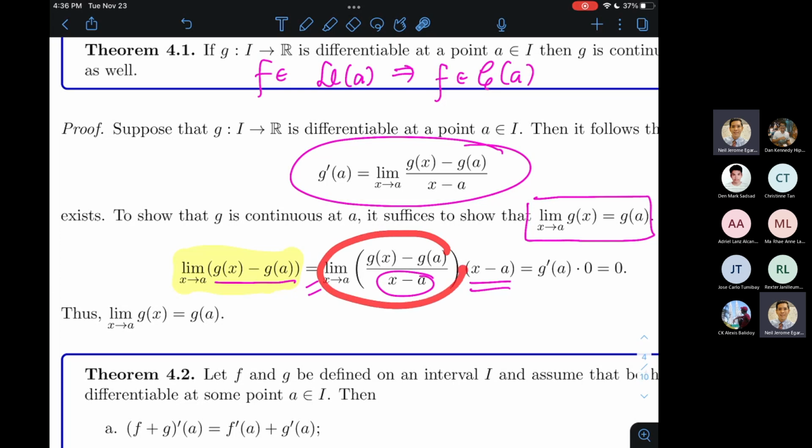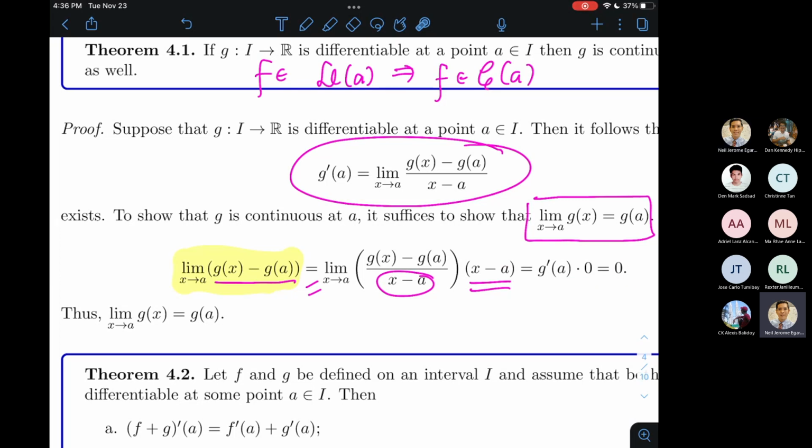But what is the limit of the first factor? Ano yung limit nito? This is basically g prime of a. And then what's the limit of x minus a as x approaches a? It's a continuous linear function, so therefore the limit is just equal to 0. Okay? So yung limit ng product, alam natin yung limit ng parehas na factors ay nag-exist, equal lang siya sa product ng dalawang limits. But this is g prime of a times 0, we'll get something equal to 0.